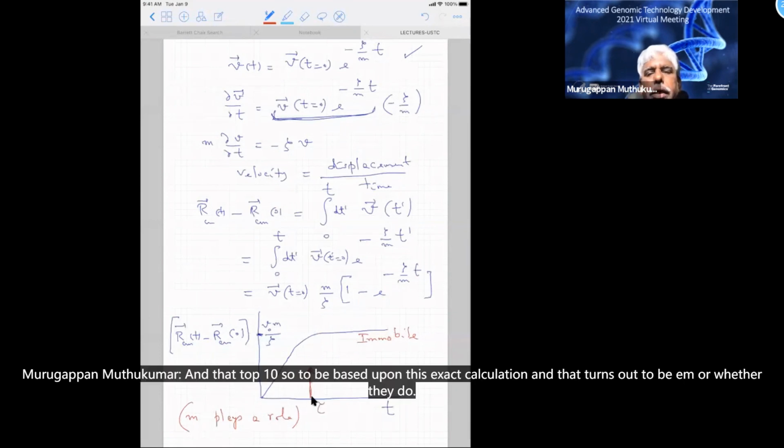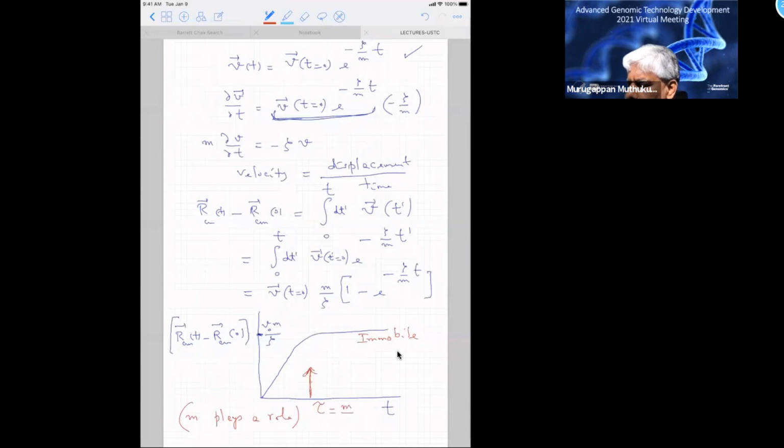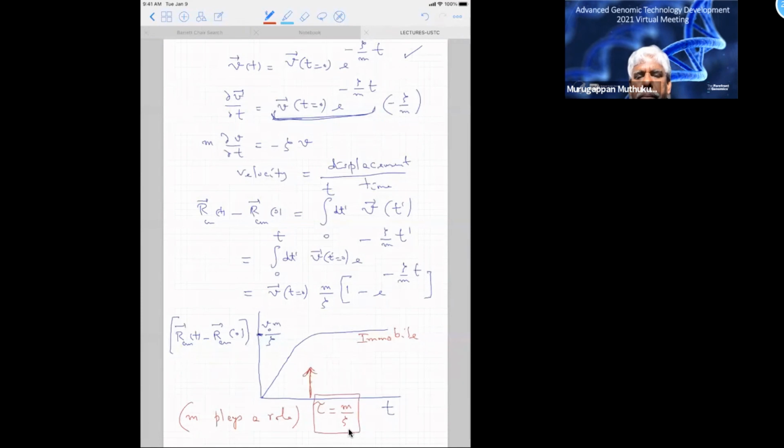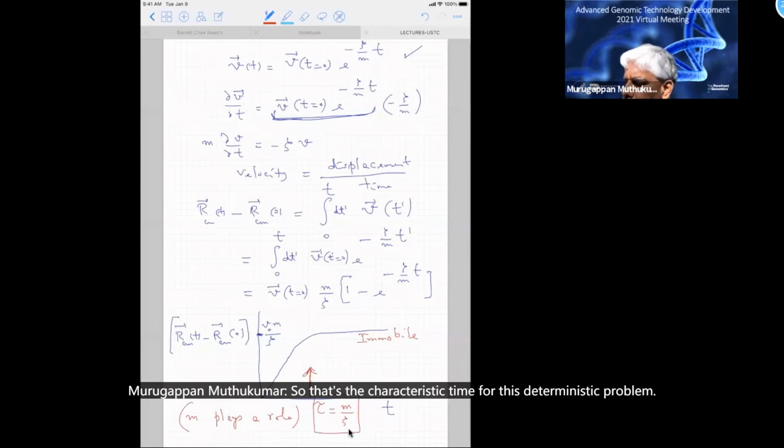And that tau turns out to be, based upon this exact calculation, m over zeta. Because that's what is appearing here, e to the minus t over tau. I can rewrite this to be e to the minus t over tau, where tau is m over zeta. Okay? So that's the characteristic time for this deterministic problem.